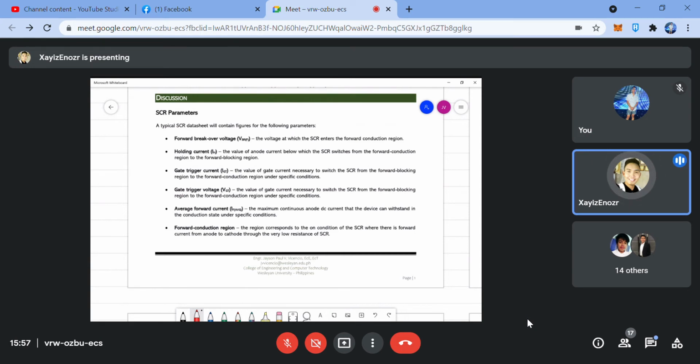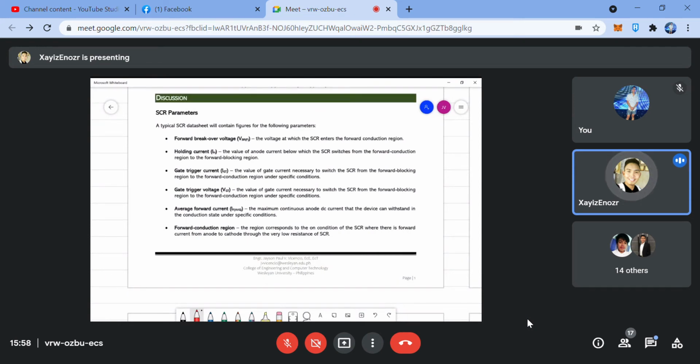Yung gate trigger current naman, ito yung tinatawag na trigger current. Ibig sabihin, ito dapat yung current na papasok dun sa ating gate terminal para ma-on si SCR. Then we have the gate trigger voltage. Ito naman yung voltage na kailangan pumasok sa gate para ma-trigger on si SCR natin. Then we have the average forward current. It is the maximum continuous anode DC current that the device can withstand in the conduction state under specific conditions. Itong average forward current na to, ito na yung maximum na kuryente na kayang i-withstand o kayang tagalan ng ating SCR habang nanatili siyang naka-on state.